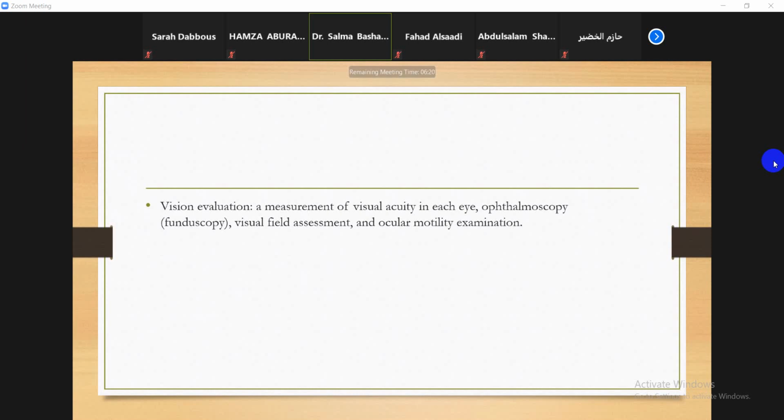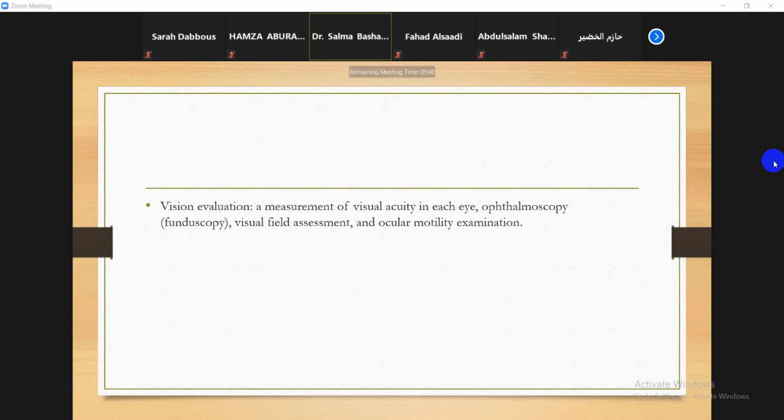So fundoscopy is very important in the evaluation of all patients with headache. We also assess visual acuity in both eyes, either in the clinic with a confrontation test or with a modified test in the ophthalmology clinic called perimetry, which can tell you if there is any visual field defect. Ocular motility exam also is important. You can see sixth nerve palsy with abduction deficit, secondary again to involvement of the sixth nerve due to intracranial pressure.